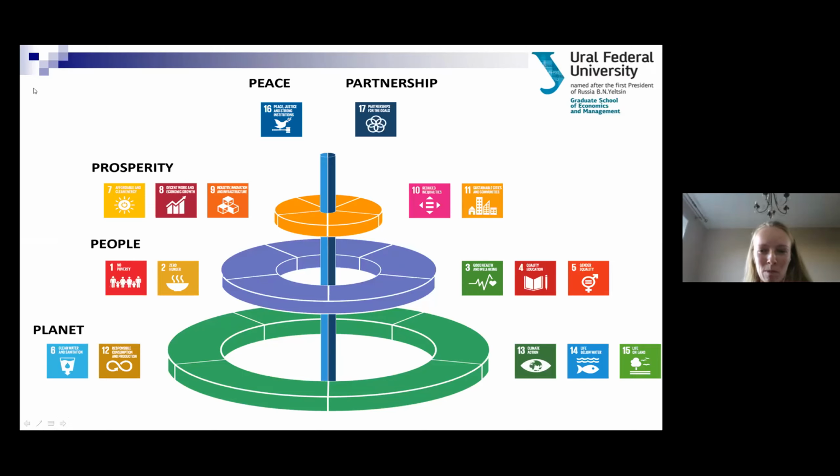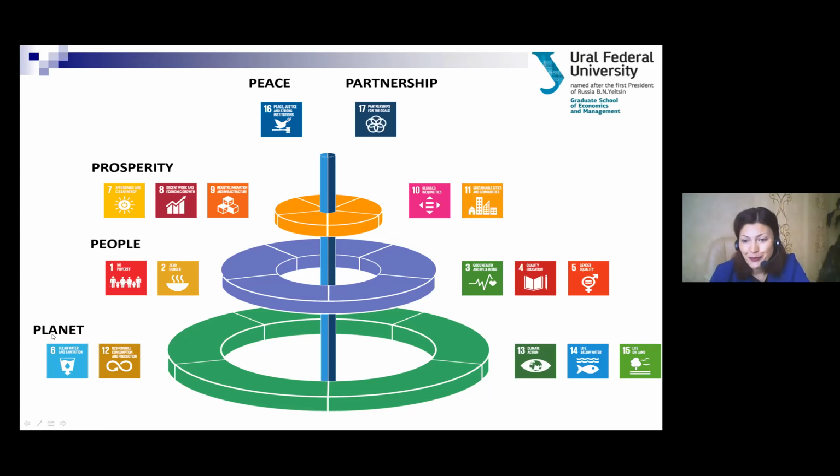here, it's called a wedding cake model for SDGs. And I pretty much like it because it's built on planet, people, prosperity, peace, and partnership. And you see the layers and colors are built in a way that you can clearly understand which SDGs contribute to which vectors. Stockholm Research Center invented this simple but brilliant wedding cake.